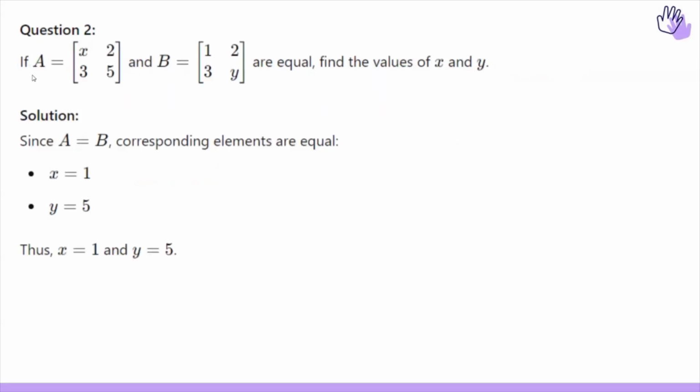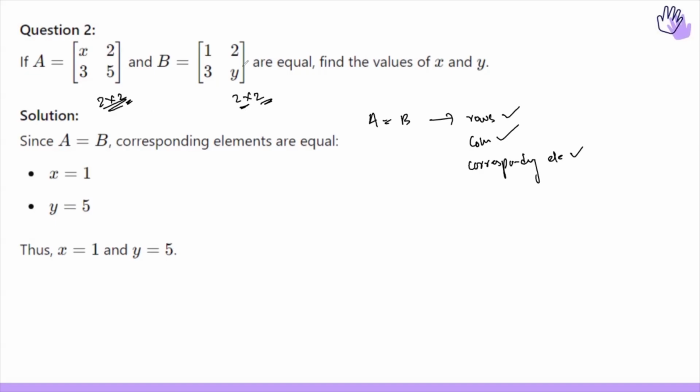Question number two. If A equal to [x, 2; 3, 5] and B equal to [1, 2; 3, 5] are equal, find the value of x. This is a problem from the concept of matrix equality. So if two matrices are equal, for that to happen, they must have the same number of rows, the same number of columns, and corresponding elements must also be the same. If you carefully observe here, A is a 2 by 2 matrix, B is a 2 by 2 matrix. So the number of rows in A is equal to the number of rows in B, and the number of columns in A is equal to the number of columns in B.